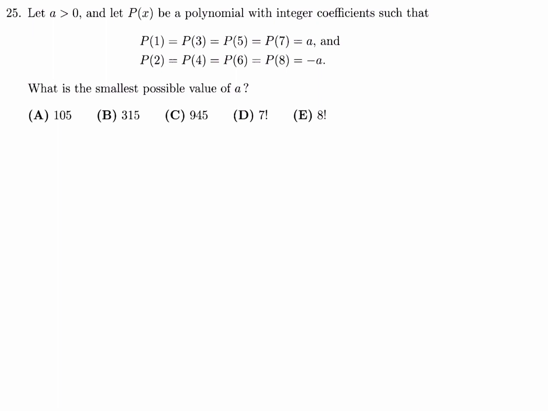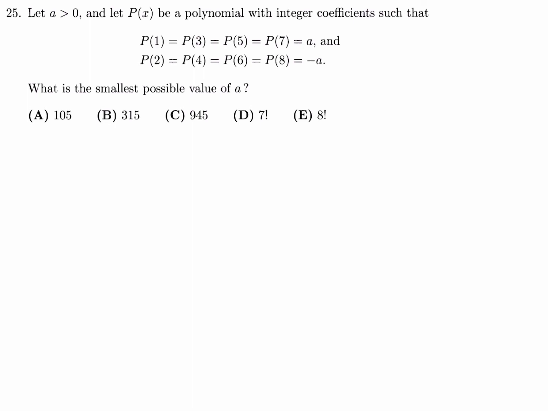Let A be greater than 0. Let P of x be a polynomial with integer coefficients such that P(1) equals P(3) equals P(5) equals P(7) equals A, and P(2), P(4), P(6), and P(8) equal negative A. What is the smallest possible value for that A? Okay, where do we go from here?